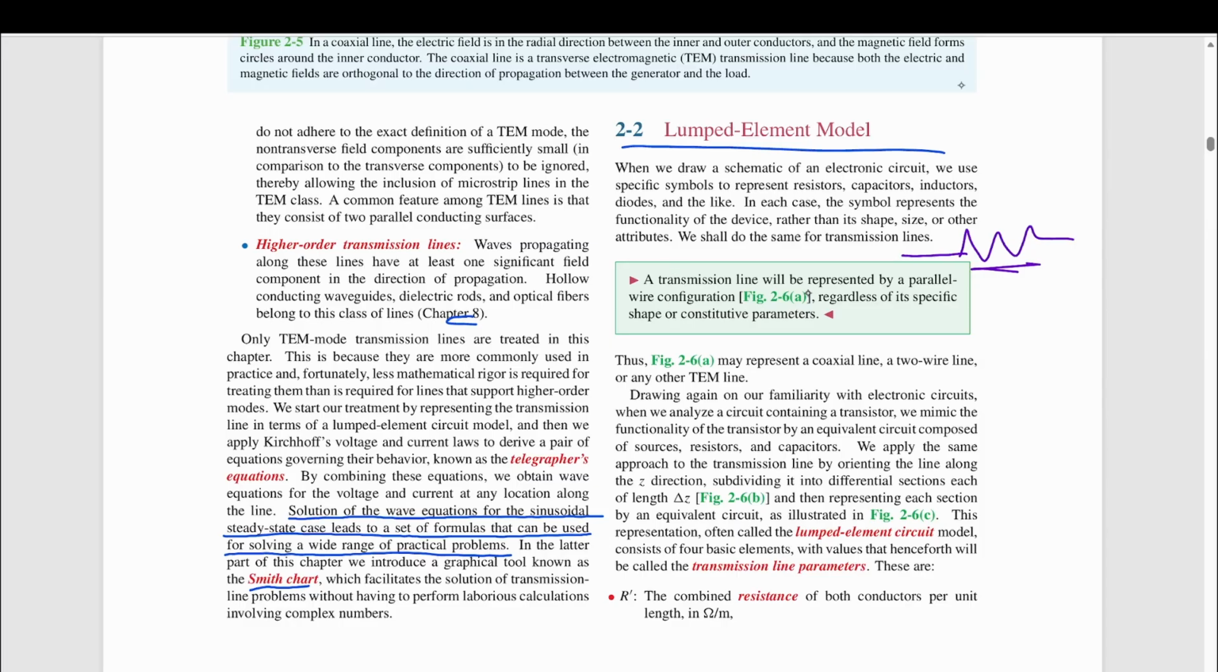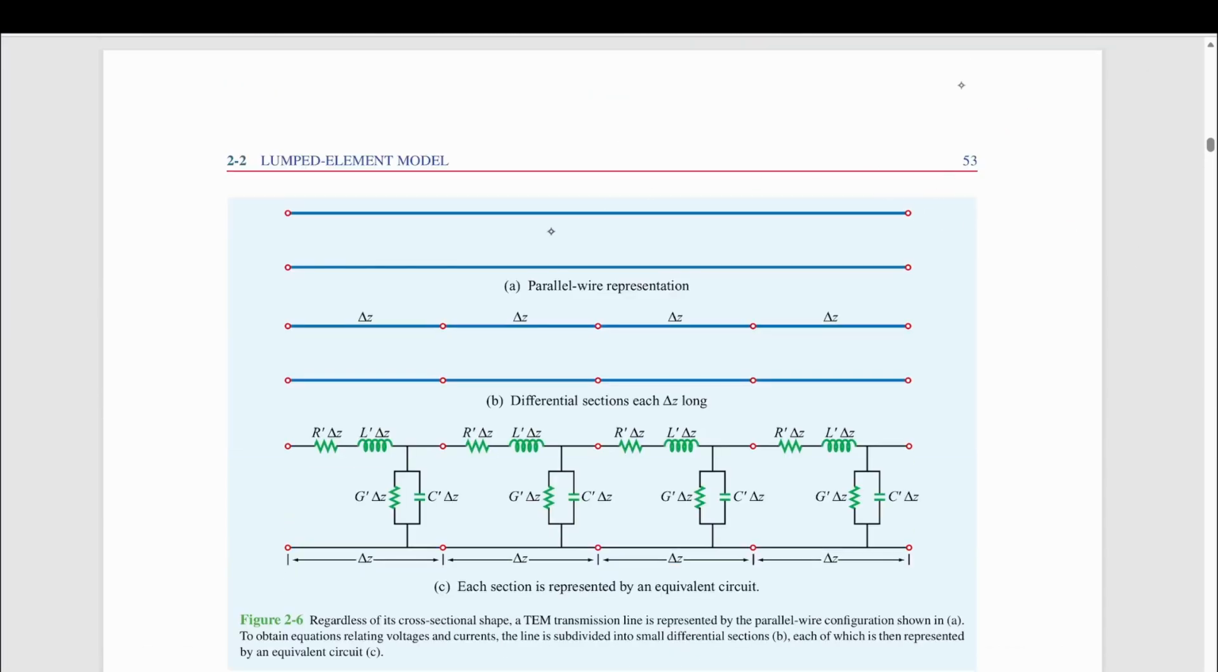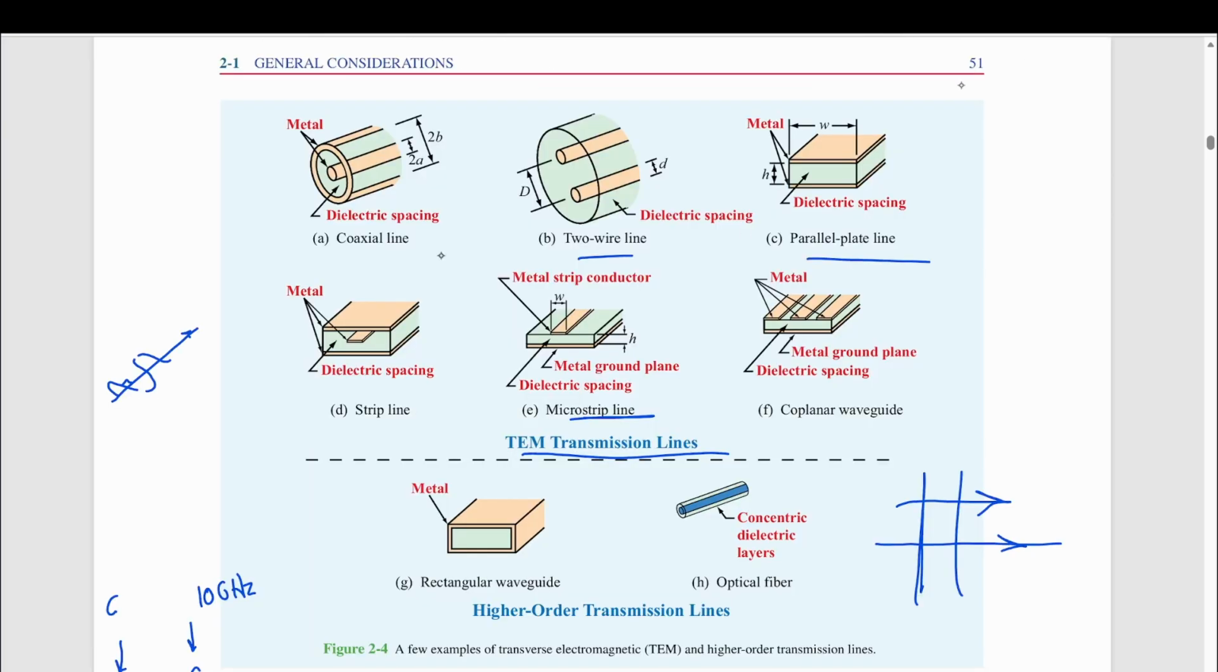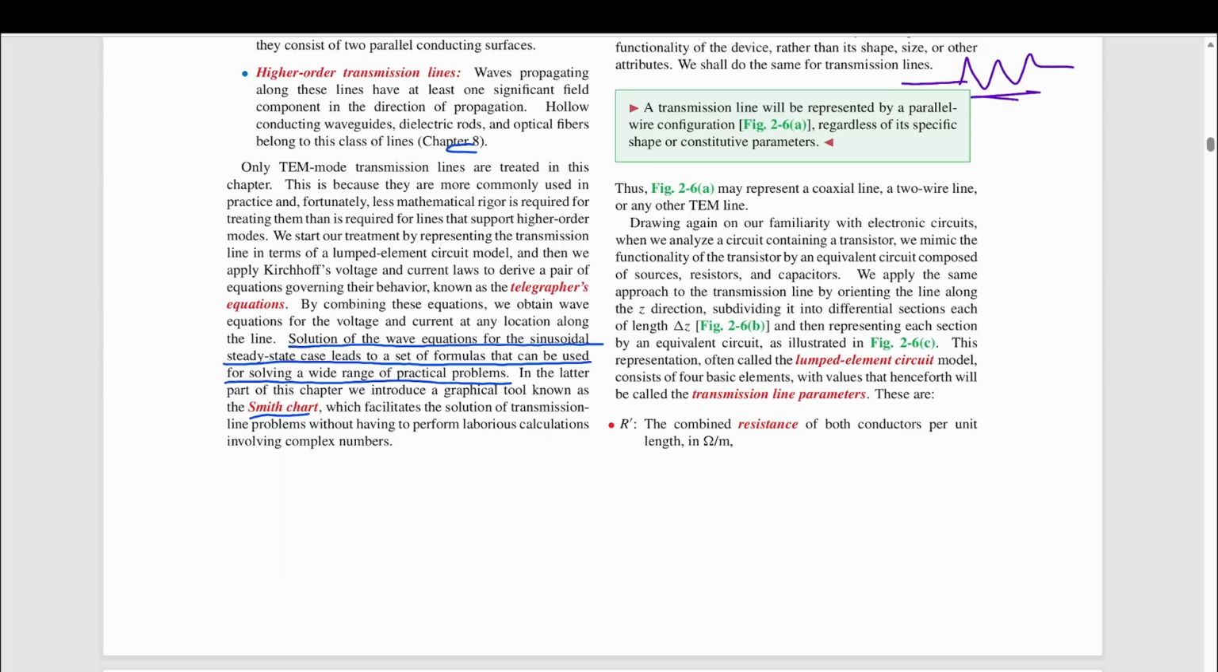A transmission line will be represented by a parallel wire configuration, figure 2.6a. So a transmission line could be represented by a parallel wire representation, regardless of its specific shape or constitutive parameters. Thus, figure 2.6a may represent a coaxial line, a two-wire line, or any other TEM line. So those are some examples of TEM lines, and all of them will be represented using the parallel wire configuration concept.